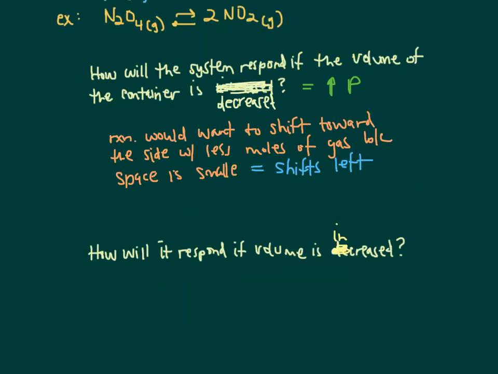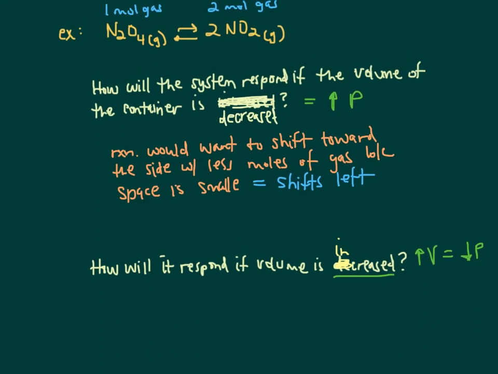So how would the system respond if we increase the volume? If we increase the volume, remember, that means that we're decreasing the pressure. So we're actually making this a larger space for these molecules to move around in. So it's going to want to shift to the side with more moles of gas because there's more space so that it can.